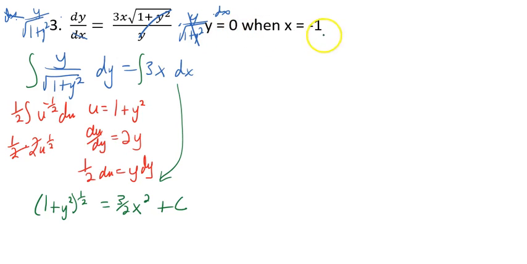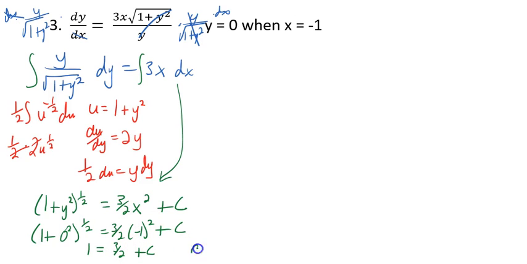So y is 0 when x is -1. So I have 1 plus 0 squared to the 1/2 equals 3/2 times -1 squared plus c. Well, 1 plus 0 squared is 1 to the 1/2 power is 1. -1 squared is +1 times 3/2 is 3/2. And so c ends up to be, when I do 1 minus 3/2, c ends up to be a -1/2.